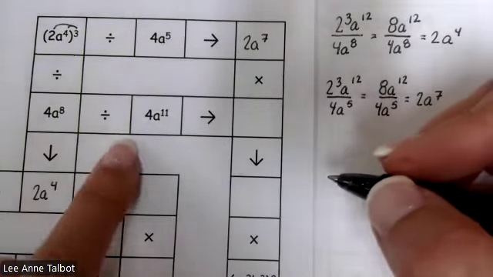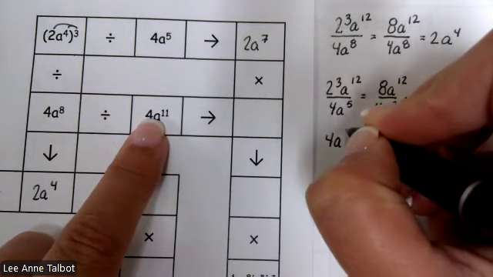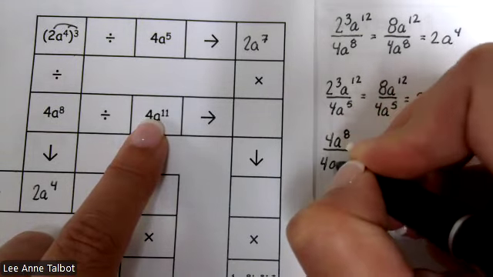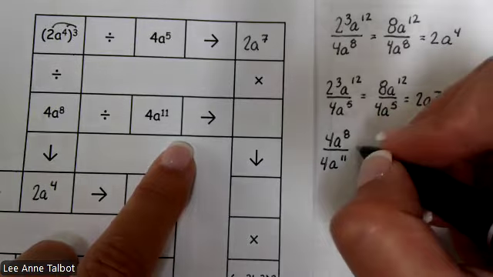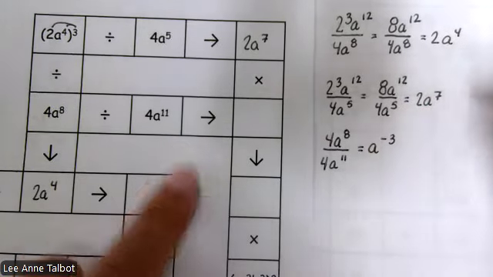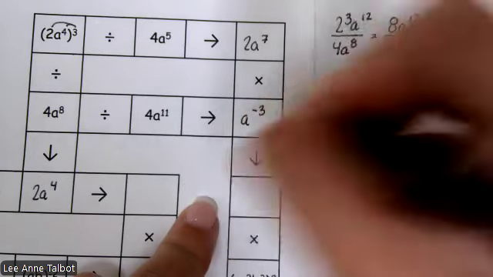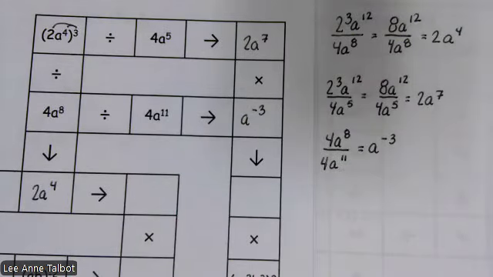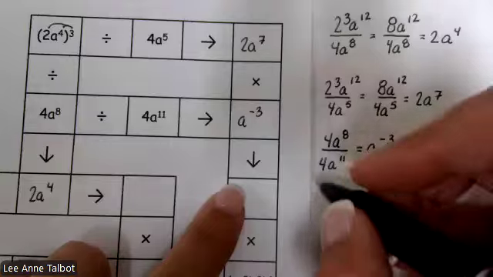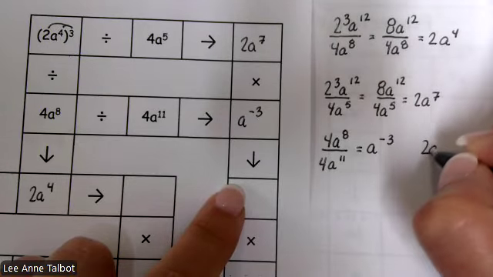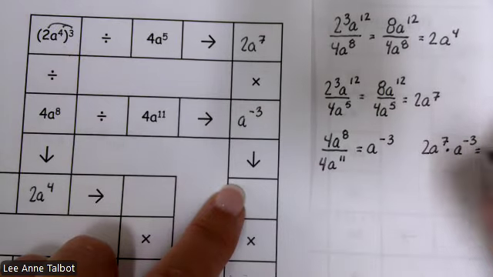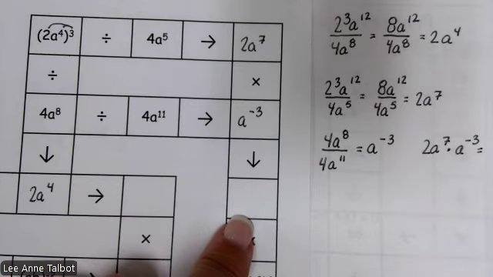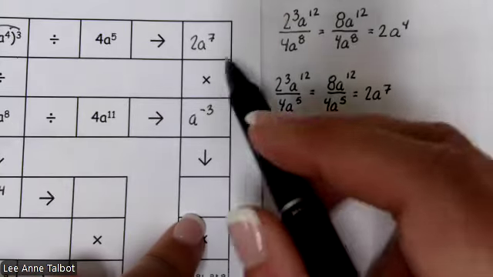Let's see. 4a to the 8 over 4a to the 11. 4 divided by 4 is 1, so this is a to the negative 3. Now I'm doing this problem.